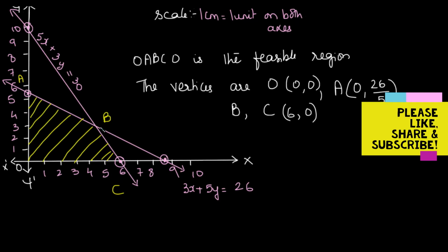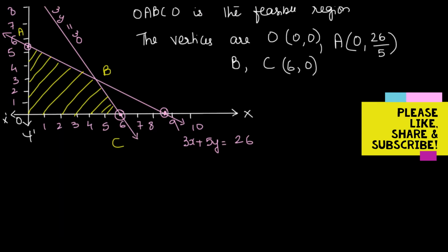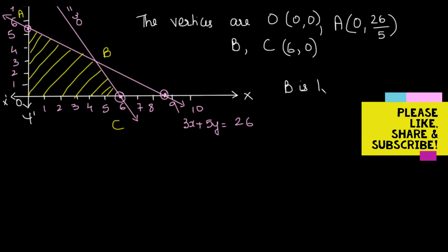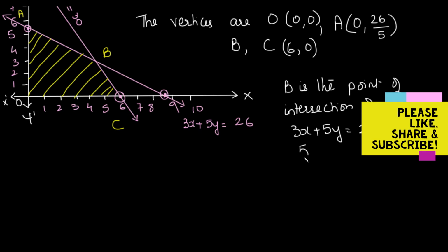Now, as usual, like we did in the first sum, we are going to find B by considering that B is the point of intersection of both the given lines. So, B is the point of intersection of the first line, 3x plus 5y is equal to 26, and the other line, which is 5x plus 3y is equal to 30.